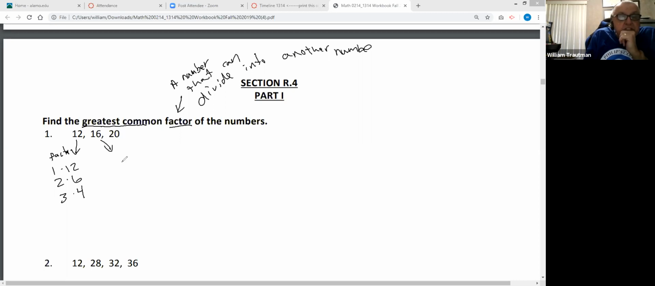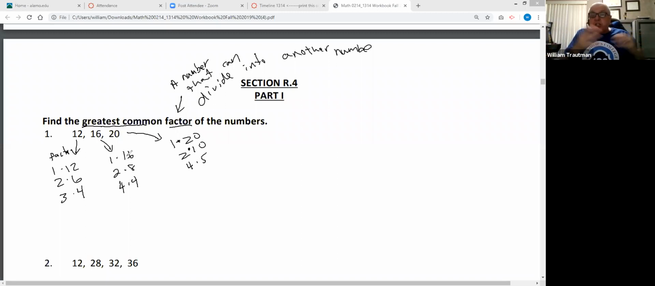Let's find the factors of 16. 1 times 16. 2 times 8 is 16. 16 divided by 4 is 4. 4 times 4 is 16. Now let's do 20. 1 times 20 is 20. 2 times 10 is 20. 20 divided by 3 is a decimal. 20 divided by 4 is 5. 4 times 5 is 20. These are all the factors of each number.